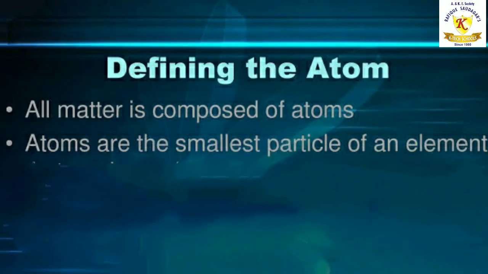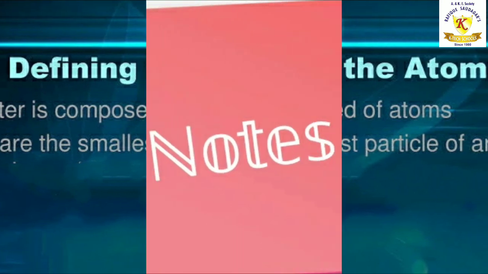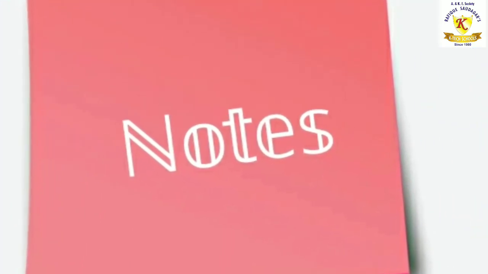Now, atoms. All matter is composed of atoms. And children, atoms are the smallest particles of an element. Understood? Very good. Let's take a look at the notes.